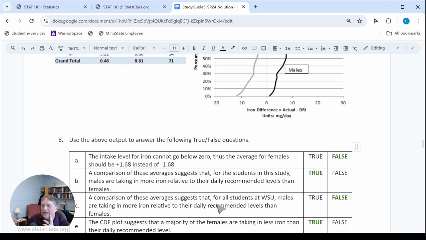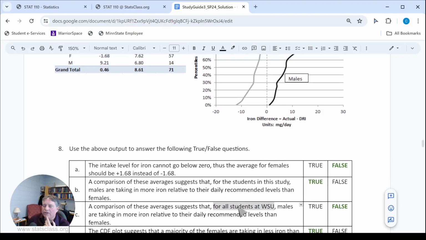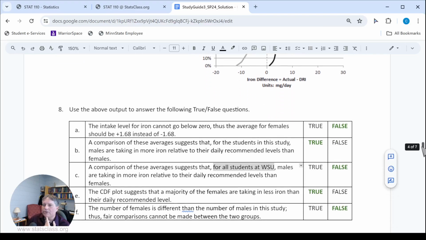A comparison of these averages for all WSU students, males, this is going to be false. Okay, I need a p-value. If I want to extend my scope of inference from these individuals in this study to all, I need to do a p-value analysis. I cannot look at just these two and make conclusions about all WSU students. That's where my t-test would come in and help me.